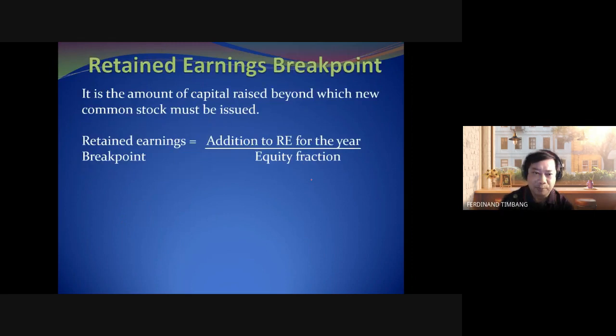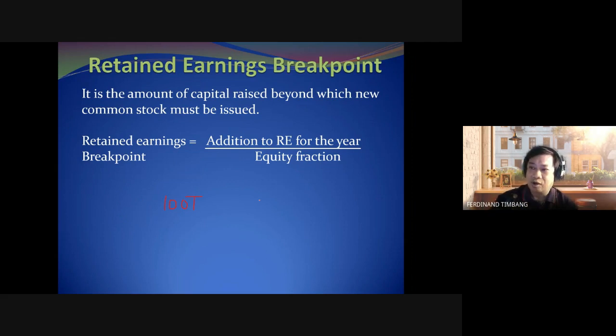Now, retained earnings breakpoint. For the retained earnings breakpoint, that is the amount of capital raised beyond which new common stock will be issued. So we have the addition to RE for the year, all over the equity fraction. So if the retained earnings breakpoint is 100,000, it means in excess of the 100,000, we have to issue additional stocks, or maybe you can issue additional bonds for that. That is what we call the retained earnings breakpoint.